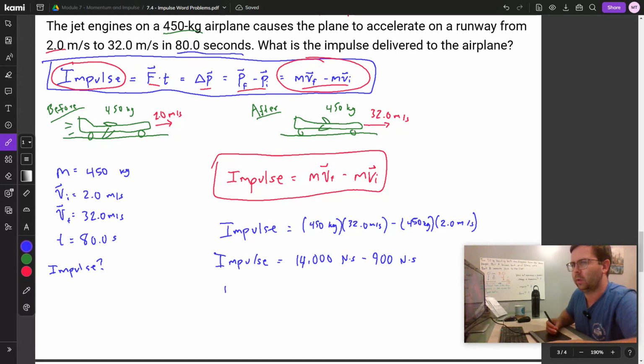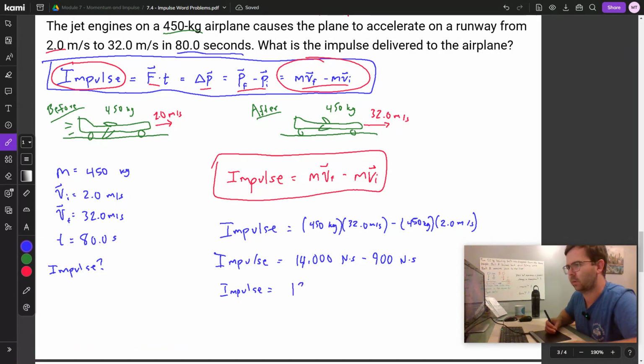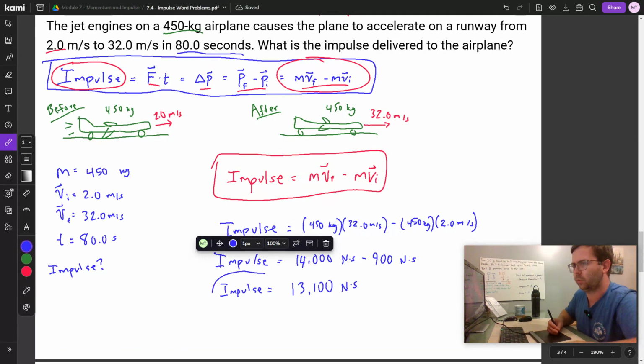So we're going to do 14,000 minus 900, and we get 13,100. I guess I could have done that in my head. But that's what we get for our answer, 13,100 Newton seconds. So that is our impulse applied to the plane.